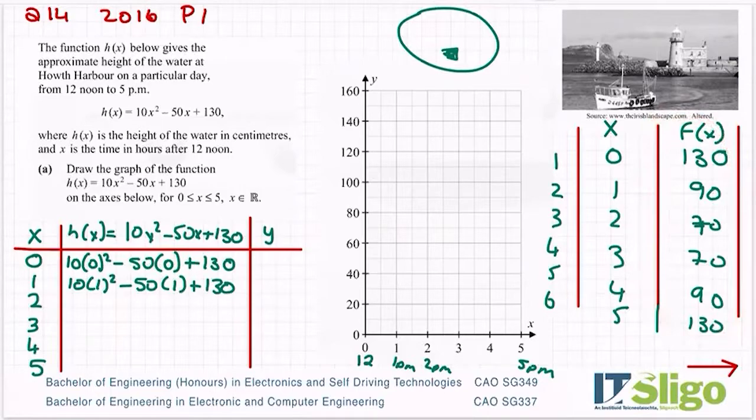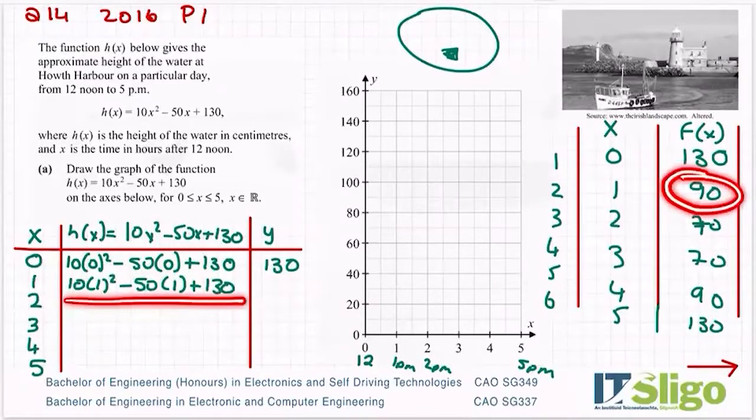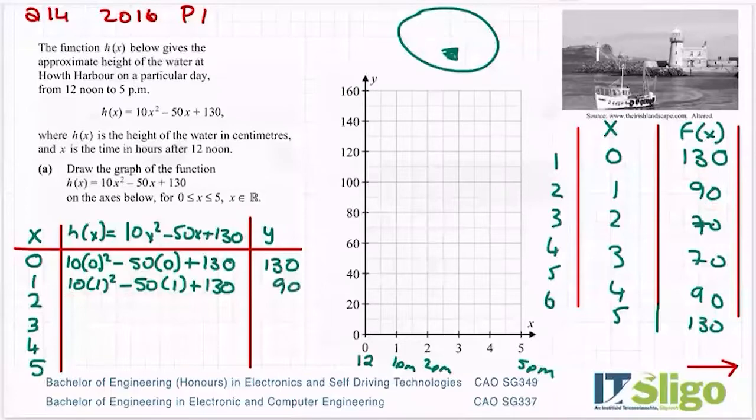Remember I said in the last question we did y was the same as f of x, okay? So when x is 0, the answer I'm going to get is 130. So if you put that into your calculator like that, you'll get the answer 130. If you put this into the calculator, you'll get the answer 90. So your calculator gives you the answers to these when you write them in. So 70, 70, 90 and 130.